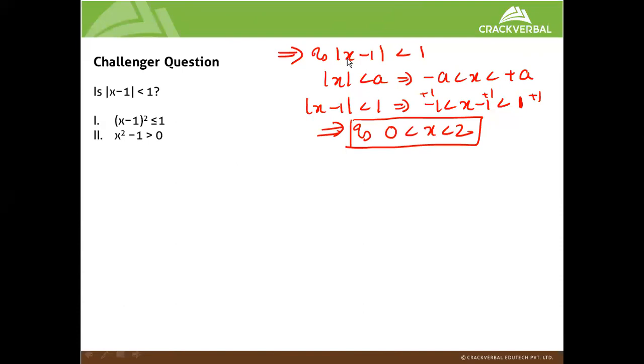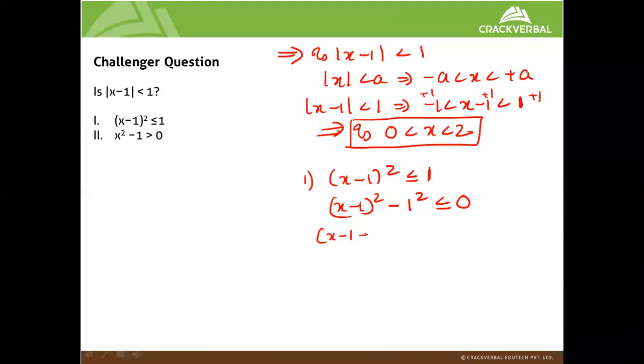Perfect. So I'm going to work with the first statement. The first statement tells me (x minus 1) whole square is less than or equal to 1. So I'm going to say this is (x minus 1) whole square minus 1 square is less than or equal to 0. I'm treating it as a quadratic inequality, so I can factorize it and solve. This is a square minus b square, which is (a plus b) into (a minus b), less than or equal to 0. So this gives me x into (x minus 2) is less than or equal to 0.